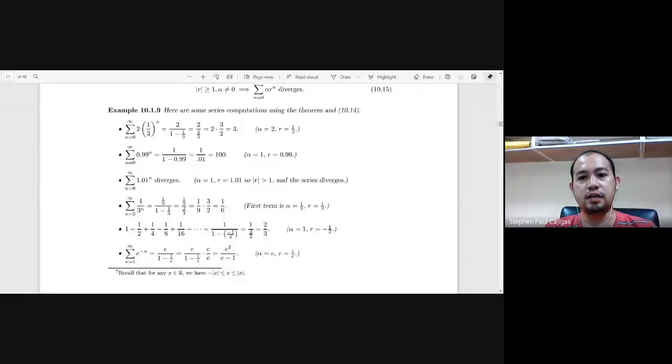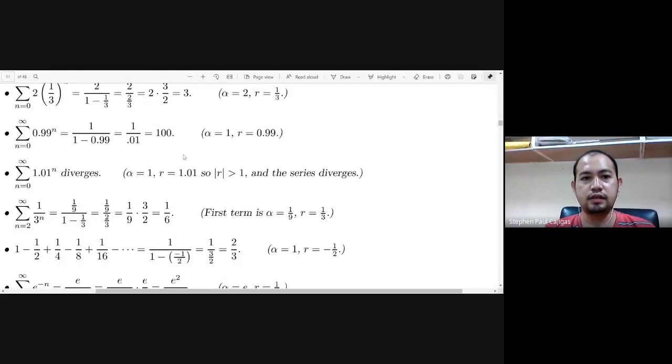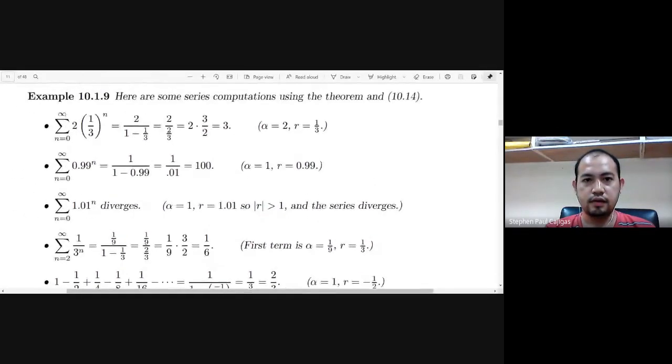So let's have some other examples. Here are some other geometric series, and we are looking for the sum. For example, our geometric sequence is given by this. Clearly our a is equal to 2 and our r is 1/3. 1/3 of course is less than 1, so we can find this sum simply by putting it into the formula, and we get that the sum is equal to 3. We can also have this one, the summation of 0.99 to the n.